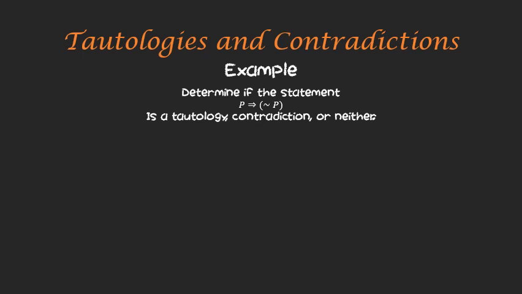P implies not P. Now, you might think that this is contradictory, right? It's saying if I have P, then I have not P. So if P is true, then not P has to be true. But we can't have both P and not P, right? P and not P, that's a contradiction. So we might think P implies not P is a contradiction. So let's do some investigating.